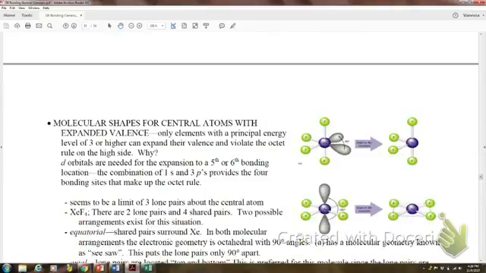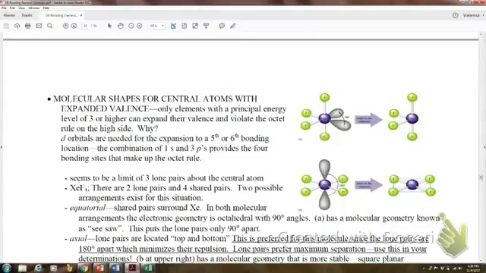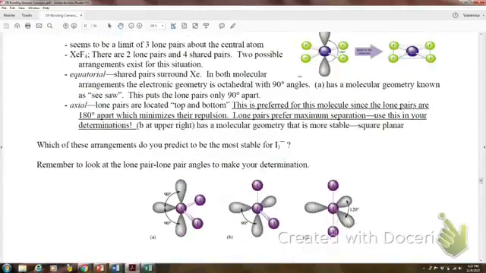So here are some molecular shapes for central atoms with expanded octets, okay? Only elements above energy level 3, or 3 or higher, excuse me, can expand their octet. That's because they have those d orbitals, so they can expand and have a 5th or 6th bonding site. The combination of the s and the p orbitals provide the 4, and we're going to get to hybridization next week. We're not going to do it until I get back. But when you have the 3rd energy level or above and you've got that d orbital, you can add a 5th or a 6th site. And so we're going to look at a couple of those.